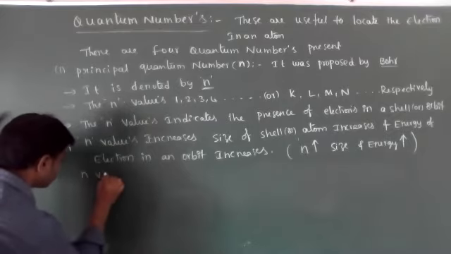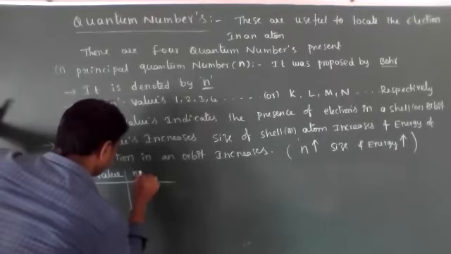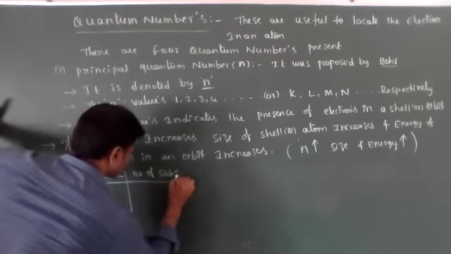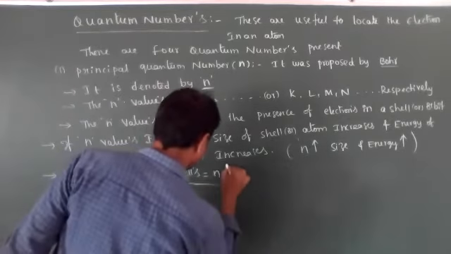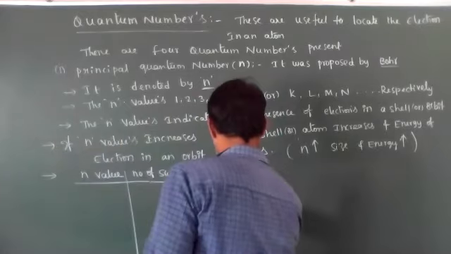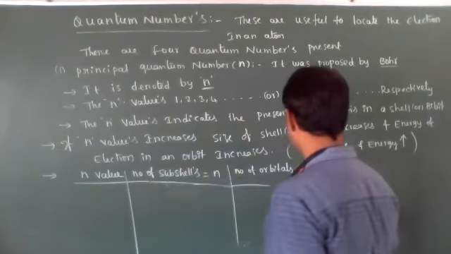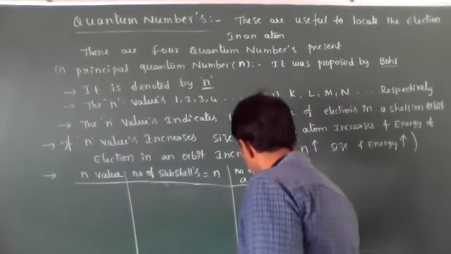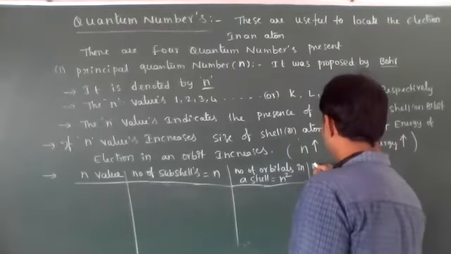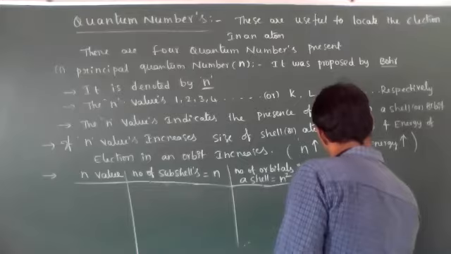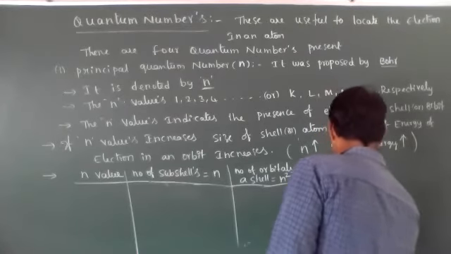Let's see a small tabular form. N value, number of subshells is equal to n, number of orbitals in a shell, the formula is equal to n square, and number of electrons in a shell, the formula is equal to 2n square.